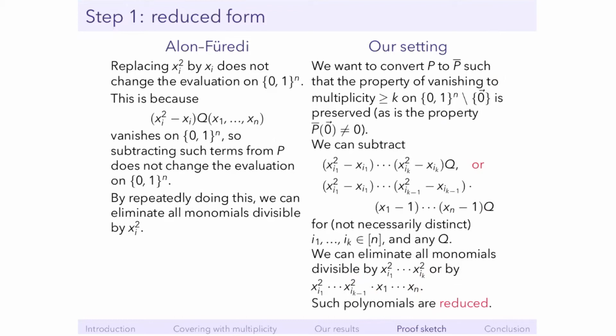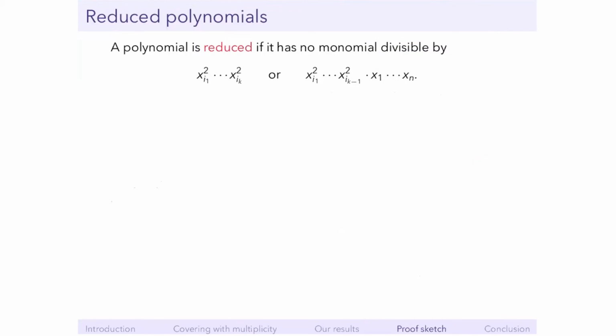And I'm going to call such polynomials reduced. So I'm going to say that a polynomial is reduced if it has no monomial divisible by either of these two things. So I want to dwell on these reduced polynomials a little bit more. Again, the definition is that a polynomial is reduced if all of its monomials are not divisible by a product of k squares or a product of k minus 1 squares times all the variables.